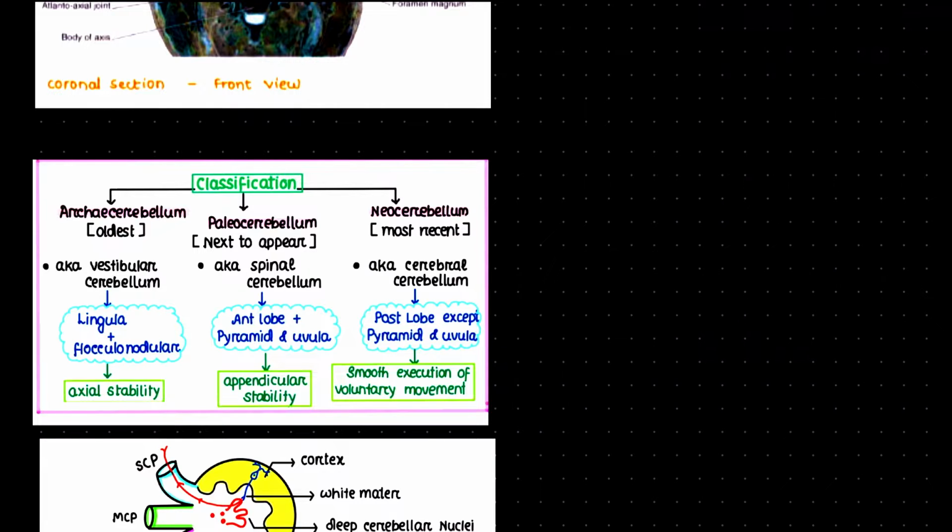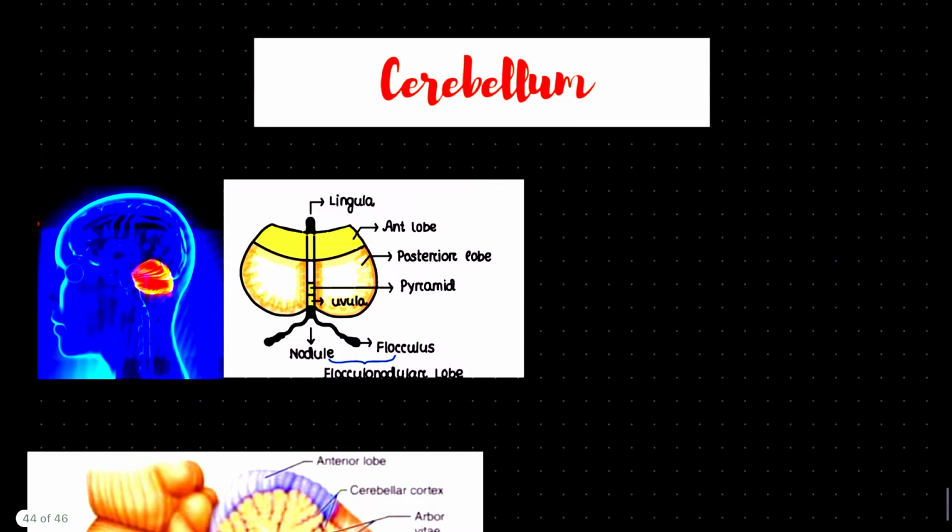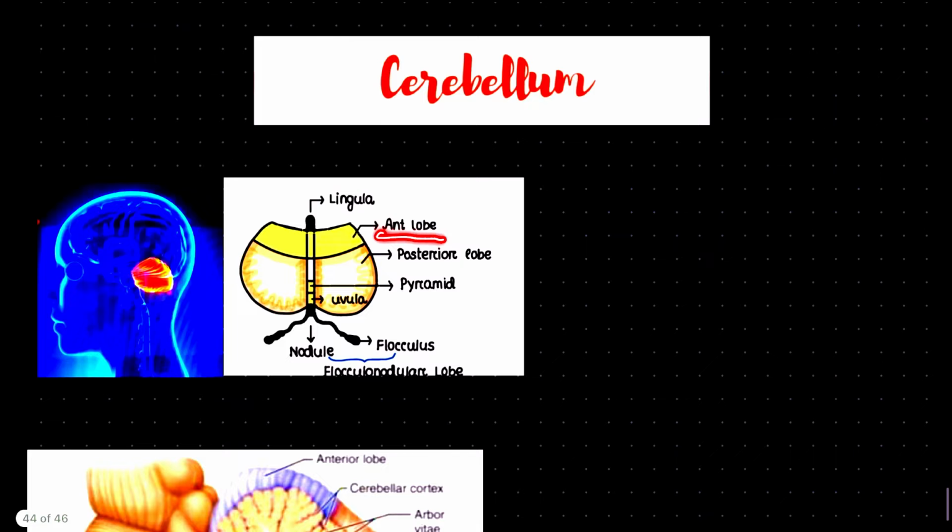Now talking about neocerebellum, it is considered the most recent one. It is also called cerebral cerebellum. The things included here are the total posterior lobe, except the pyramid and uvula. Pyramid and uvula are not included in neocerebellum. But the middle one, paleocerebellum, is also called spinal cerebellum, and the things included here are the anterior lobe, plus the pyramid and uvula.